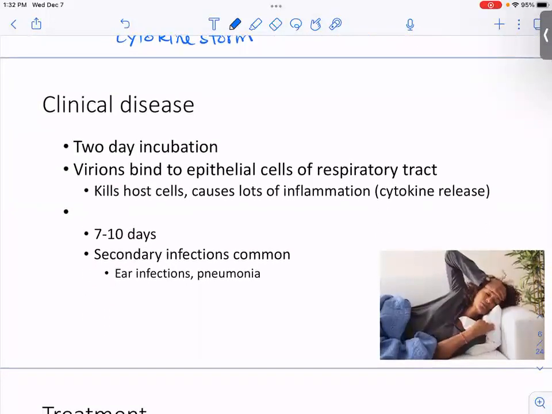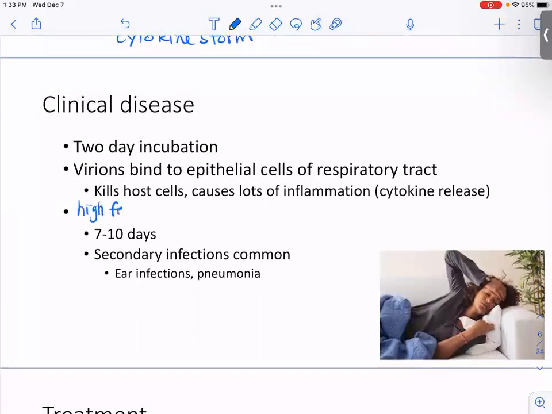Clinical disease, typically for influenza, about a 2-day incubation. So a couple days after you're exposed to somebody, those virions bind to the respiratory tract and cause a lot of inflammation and cell death. Let's see what I'm going to say about that. So you know the symptoms. You probably had this at some point.